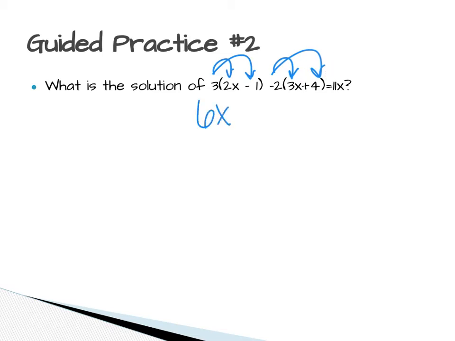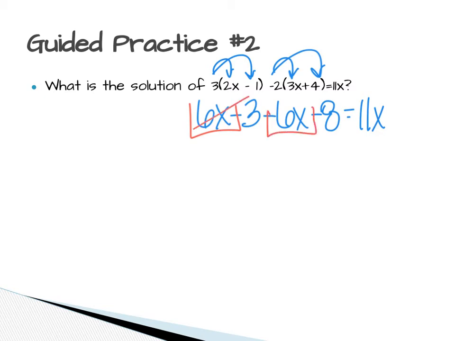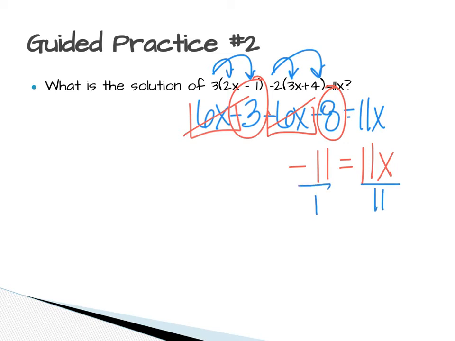So when I distribute this minus 2, I need to distribute the negative with it. And that gives me 6x minus 3 minus 6x plus, negative 2 times 4 is negative 8, equals 11x. And then, if I combine like terms, I get 6x minus 6x, which actually goes away, and then I get negative 3 plus negative 8, which is negative 11, equals 11x. Now, I have to get x by itself, so I'm going to divide by 11, and I get negative 1 equals x.